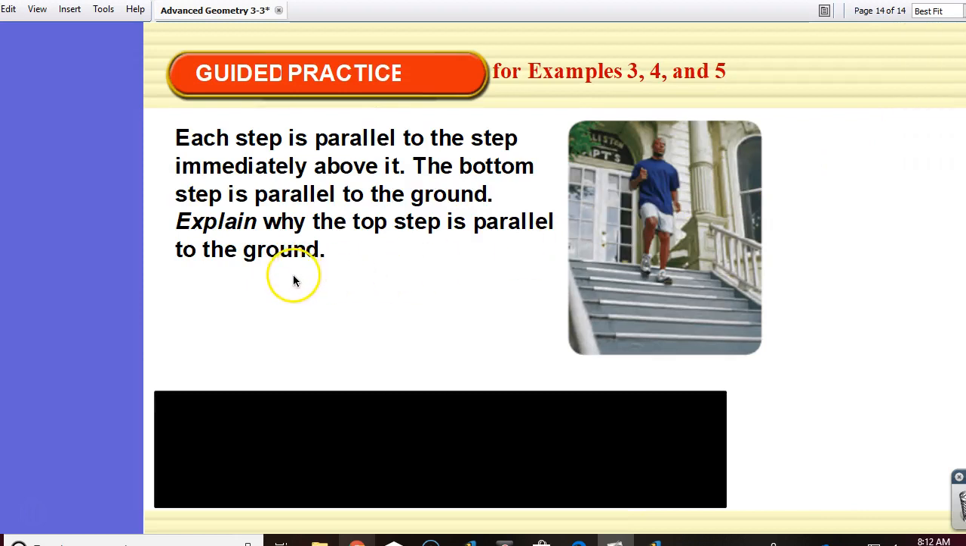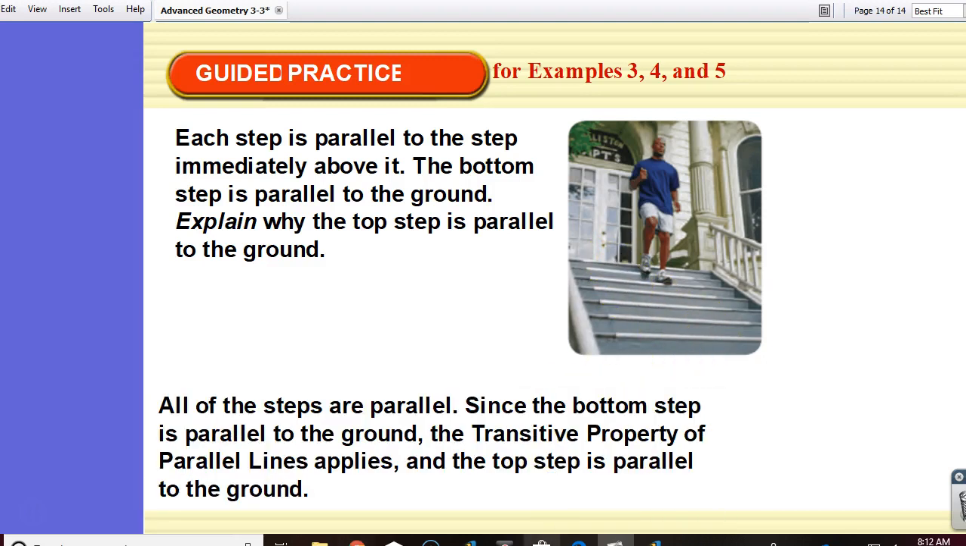Each step is parallel to the step immediately above it. The bottom step is parallel to the ground. Explain why the top step is parallel to the ground. So the same thing. Top step, like step 1, is parallel to 2. 2 is parallel to 3. Therefore, 1 is parallel to 3. And you keep working your way down.